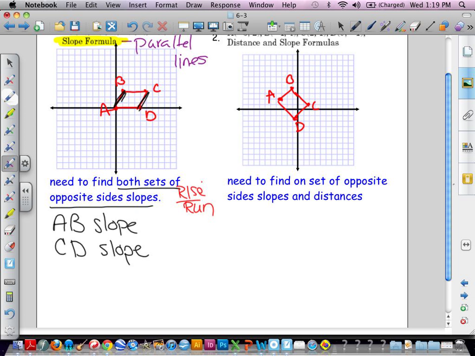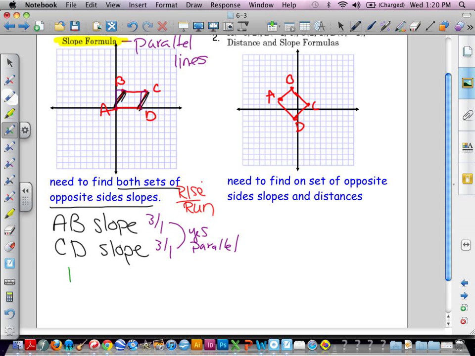So for my AB, I'm going 1, 2, 3. I'm rising 3, and I'm running 1. 3 over 1. CD, I'm going to look at the same thing. I'm going up 1, 2, 3, and I'm going over 1. 3 over 1. Yes, these are parallel. All right, now I'm going to check my other set.